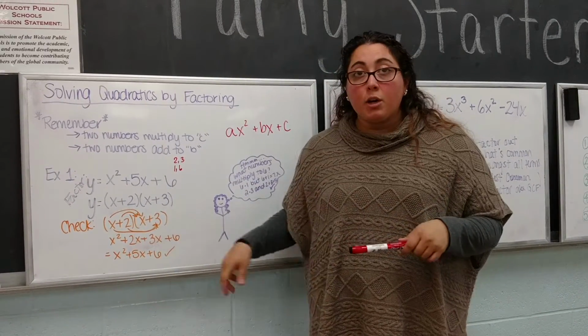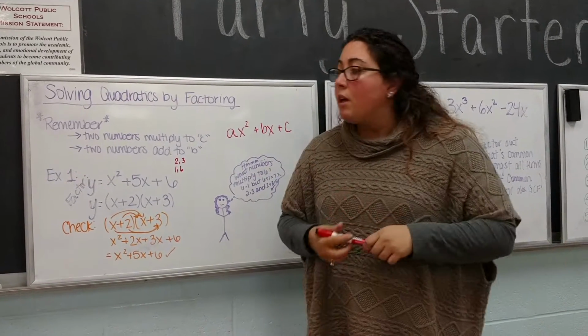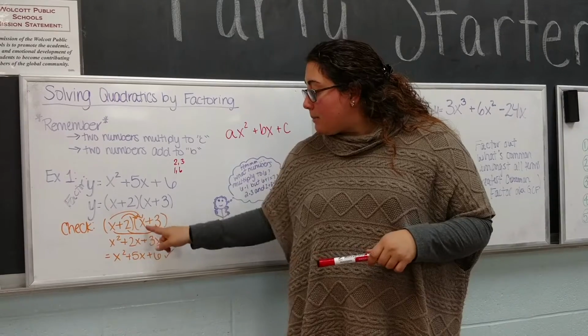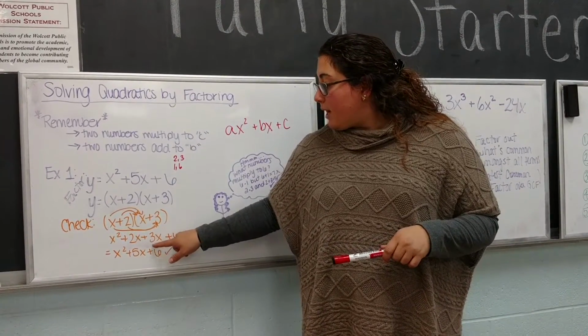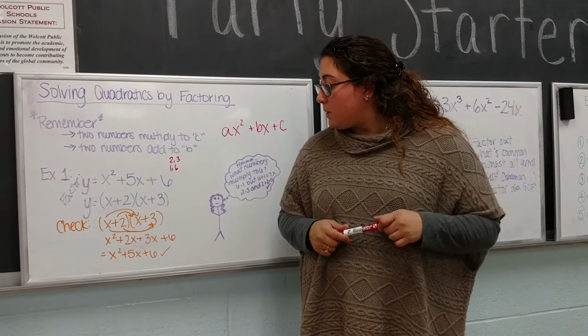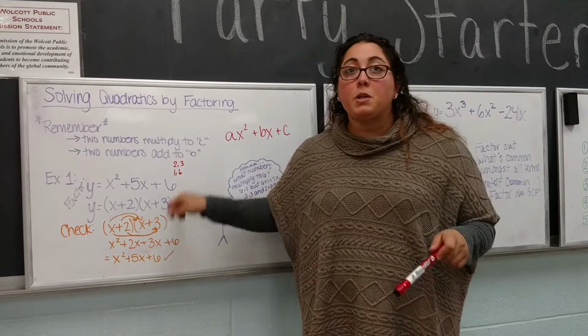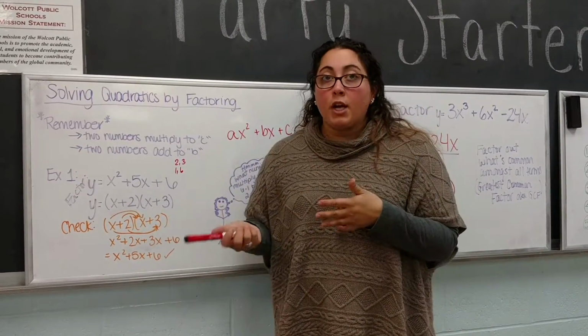You can always check your work by foiling, which is also known as distributing or double distributing, where your first terms, x times x, give you x squared. Your outside is 3 times x, which is 3x. Your inside is 2x. And your last terms are 3 times 2, which is 6, which simplifies back to where you started. So with factoring, you should never get a wrong answer because you can always check your work by foiling it out.